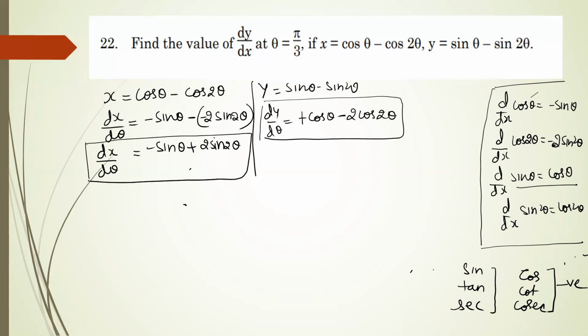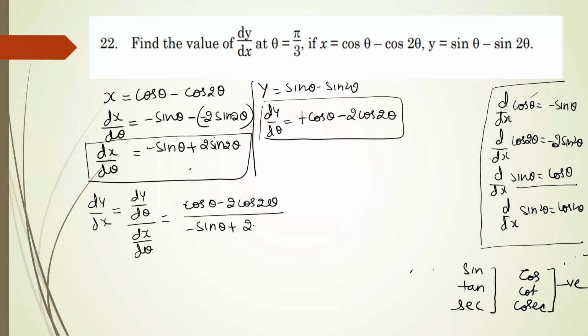Why did we find this? We need to find dy by dx. For this, what do we have to do? We can write dy by d theta upon dx by d theta, which will give us cos theta minus 2 cos 2 theta upon minus sine theta plus 2 sine 2 theta. So what would be dy by dx at theta equals pi by 3? Let's solve it on the next page.